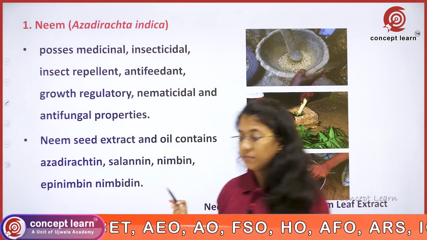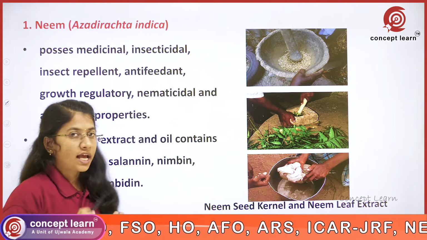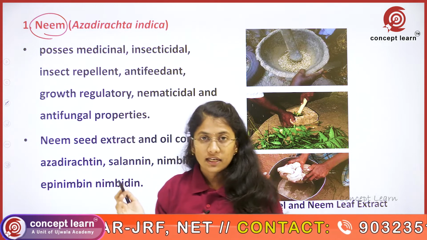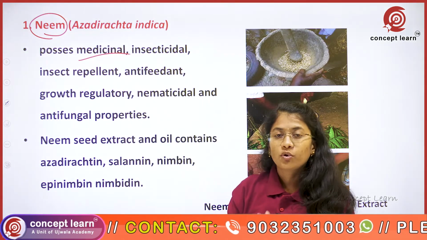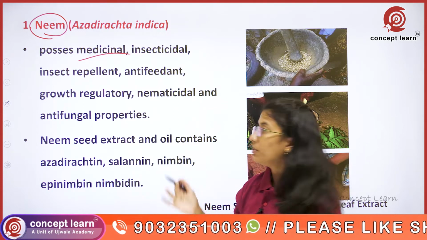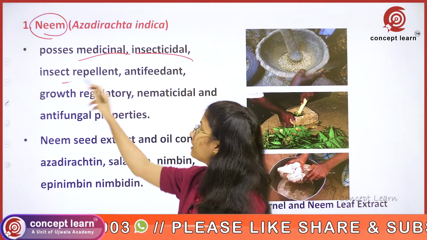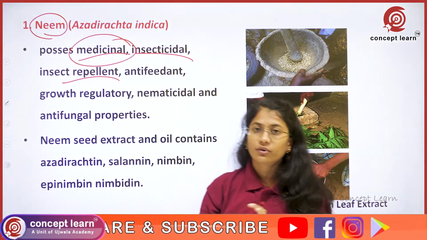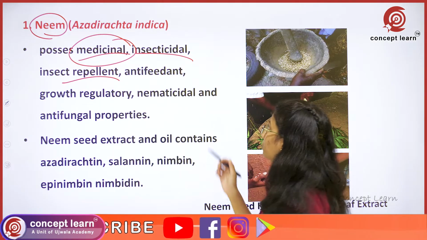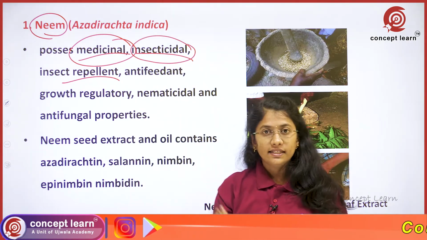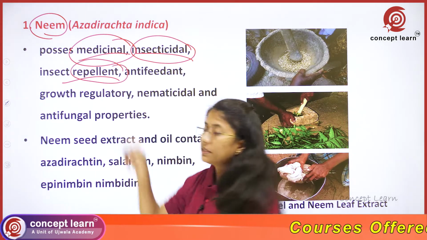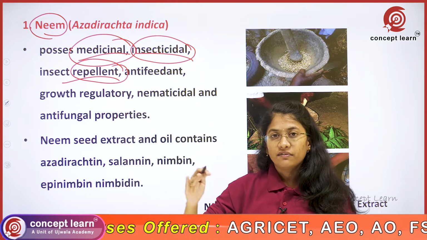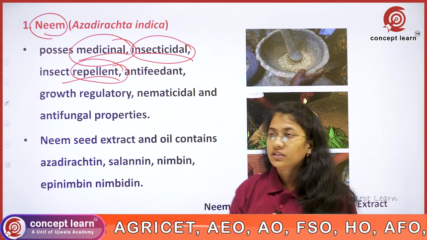Neem is the major important botanical plant from which we can extract several compounds. Mostly the compounds extracted from the neem possess medicinal, insecticidal and insect repellent properties. Medicinal means that neem products can be used to cure disease. Insecticidal means it can be used to kill insects. And insect repellent means it does not allow the insect to come near; it makes it move away from the source.